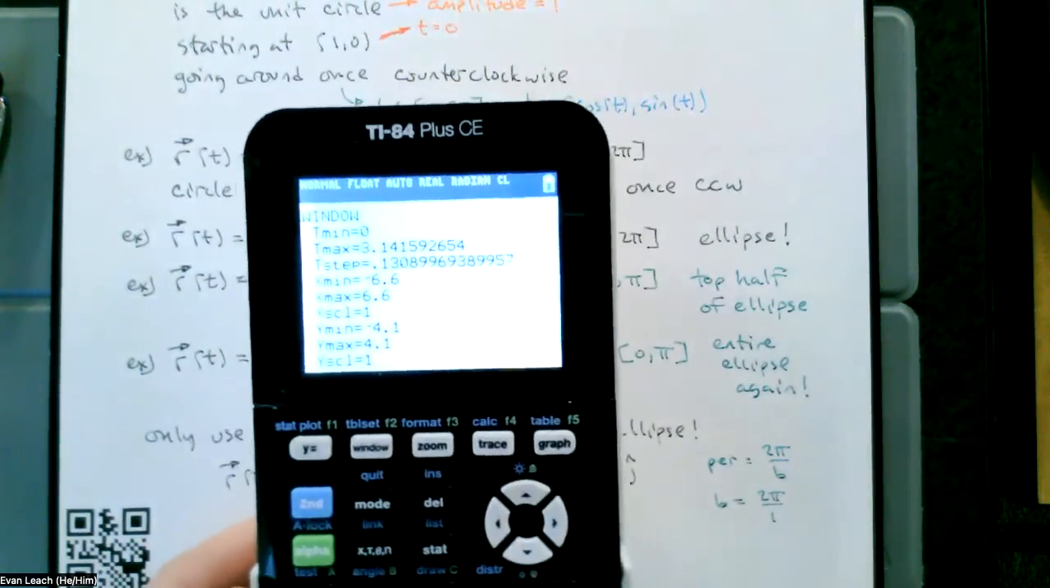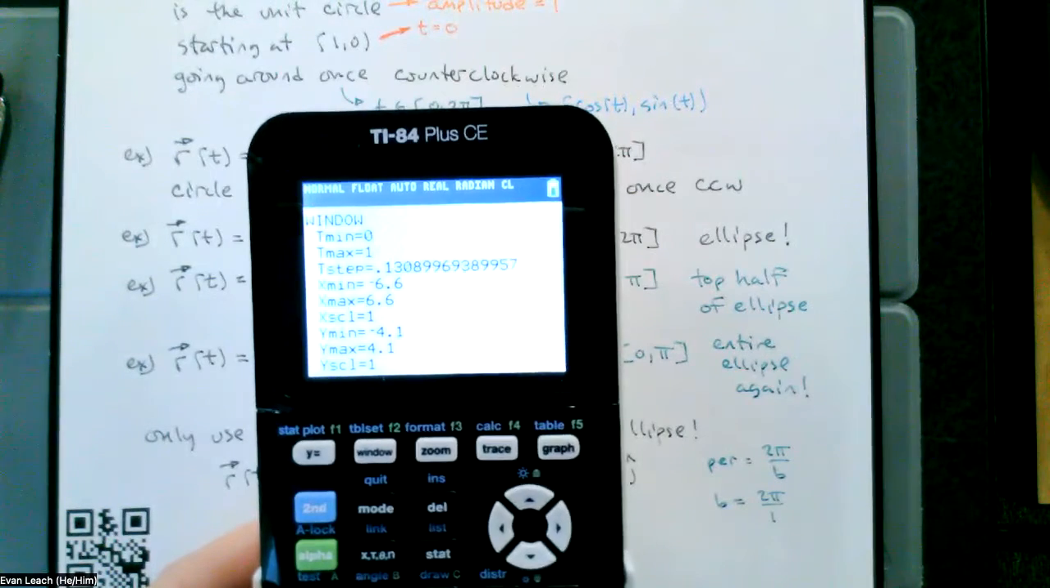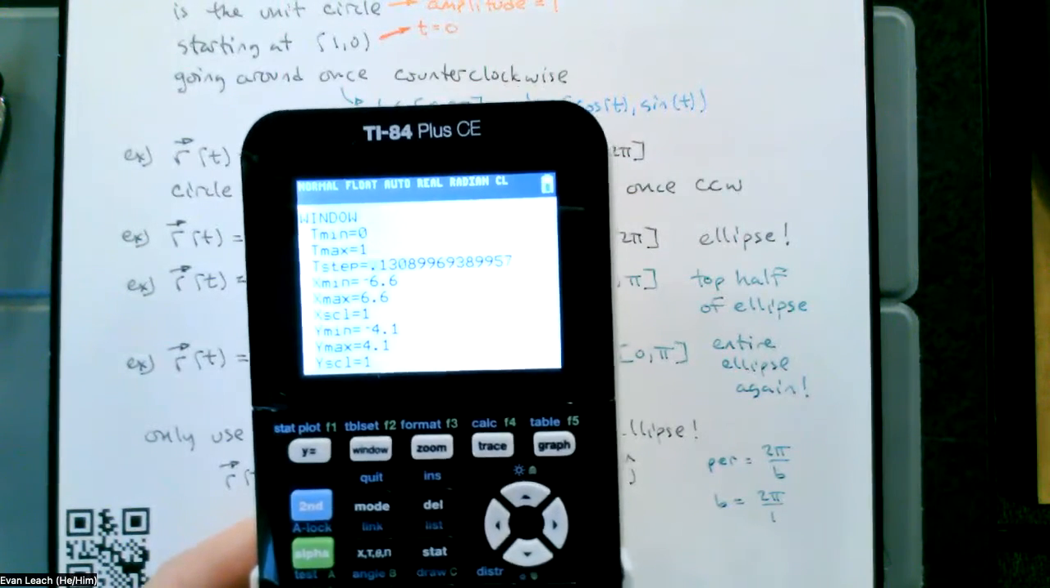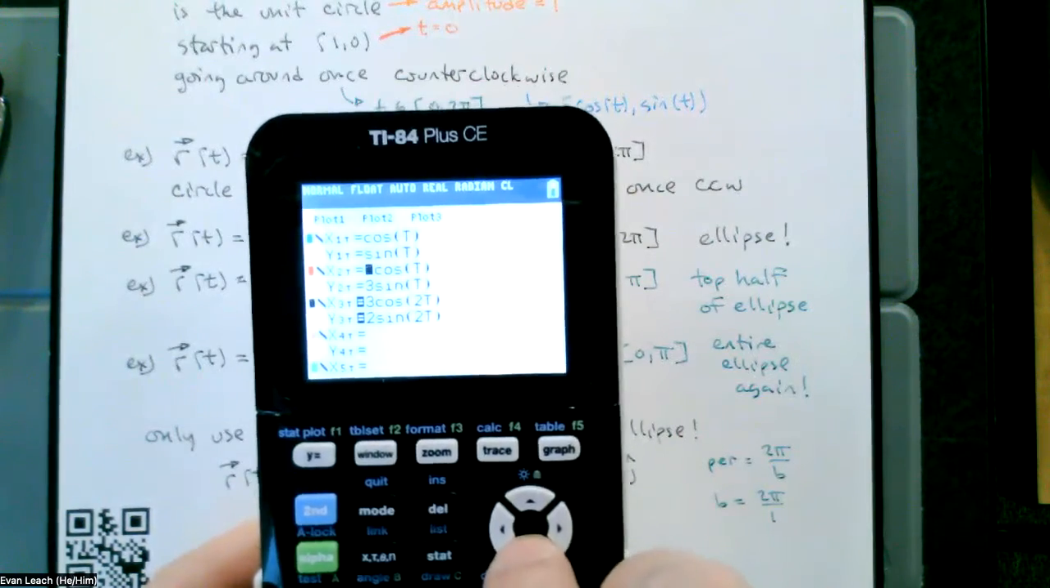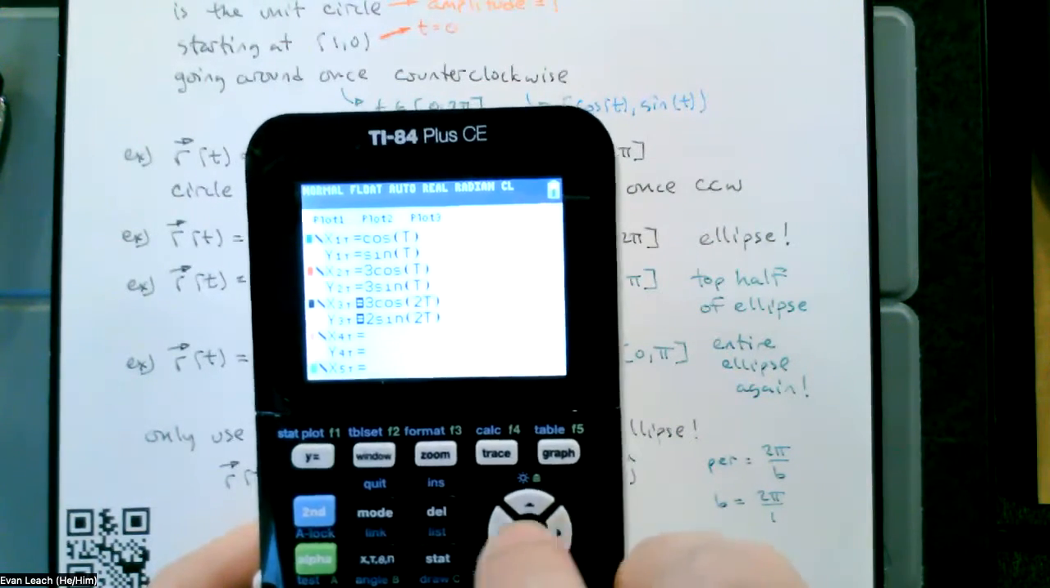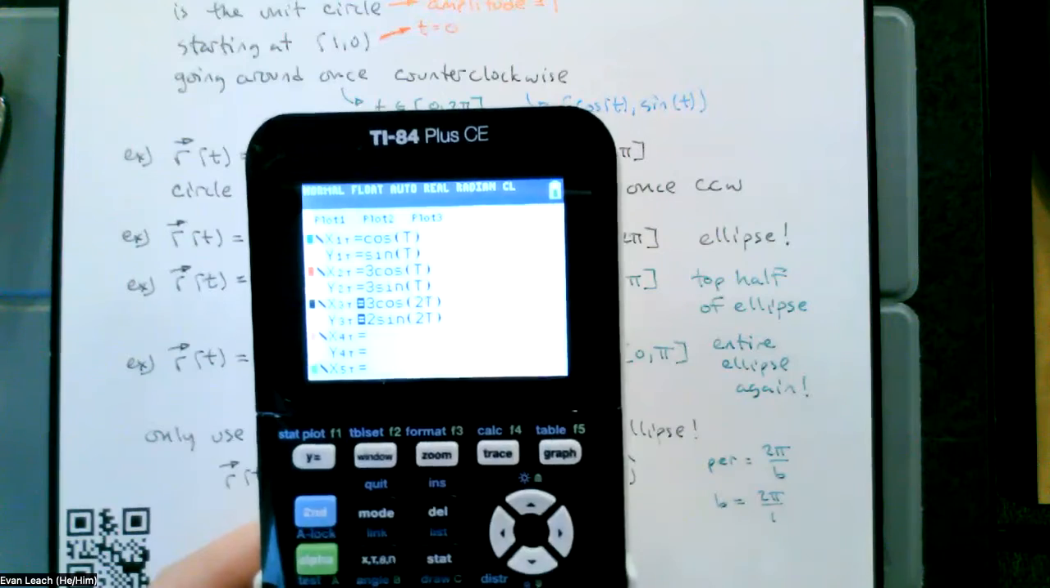So I want my t to go from 0 to 1, and I want to get the whole ellipse. So I'll adjust my coefficient to be 2 pi.